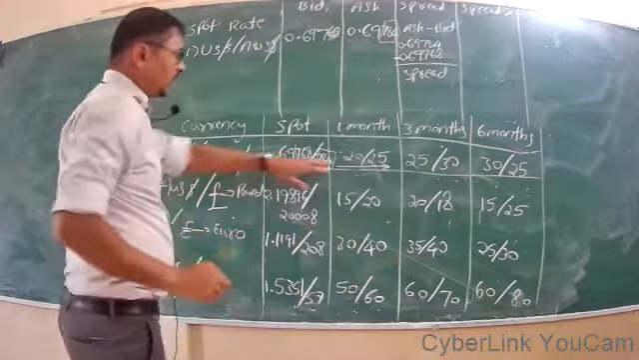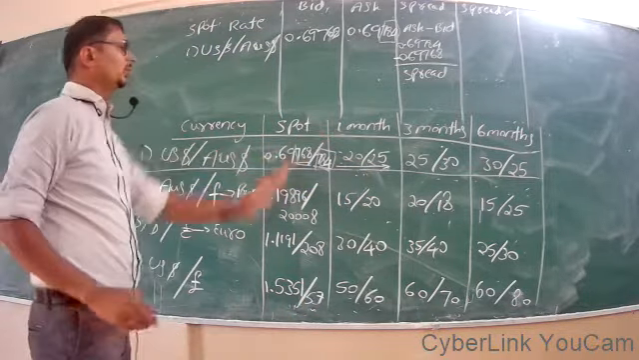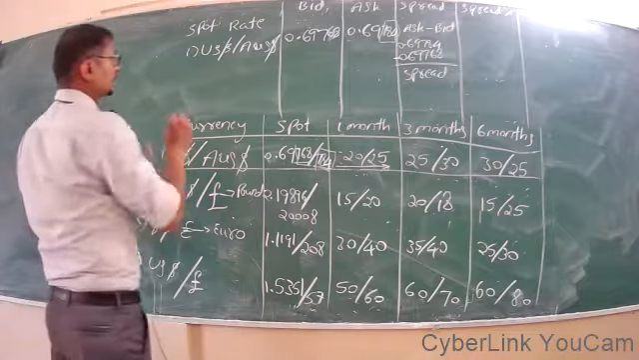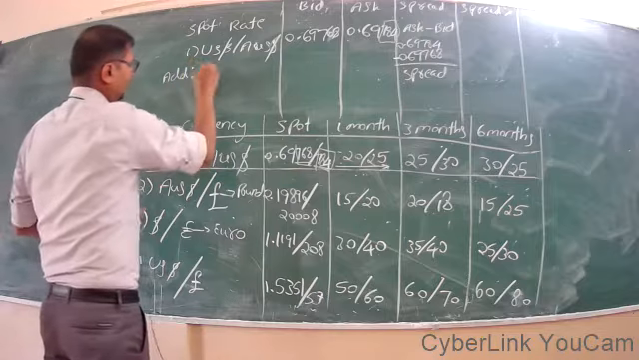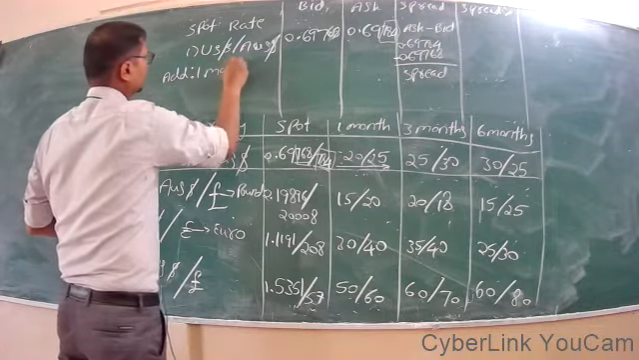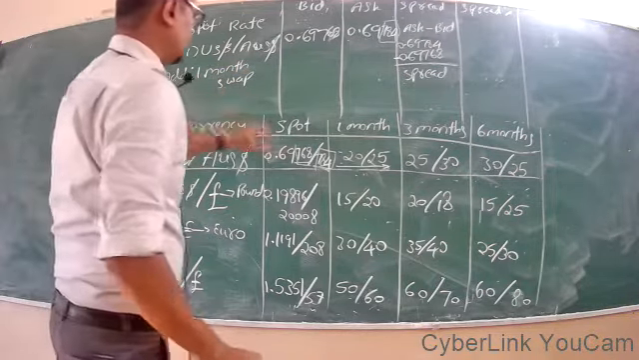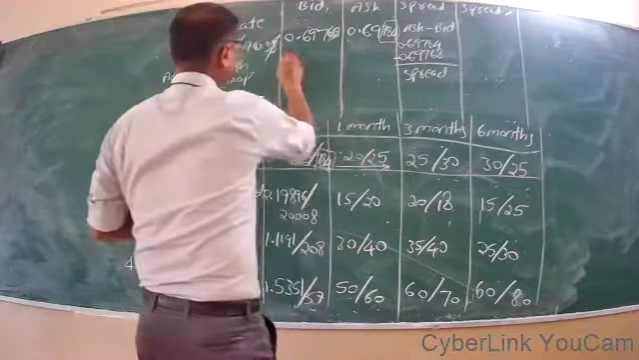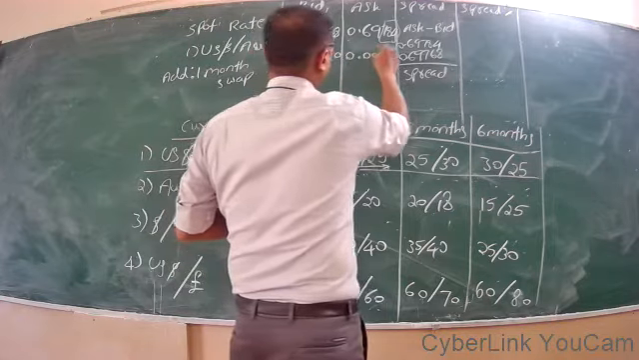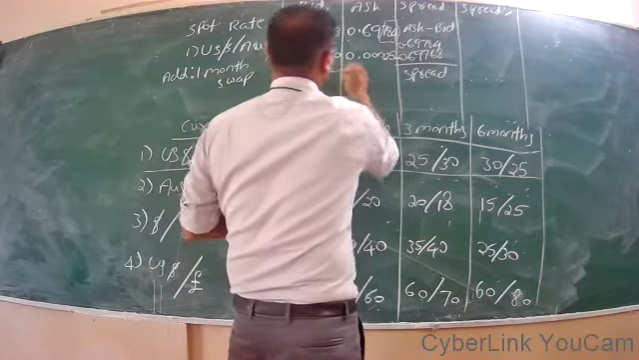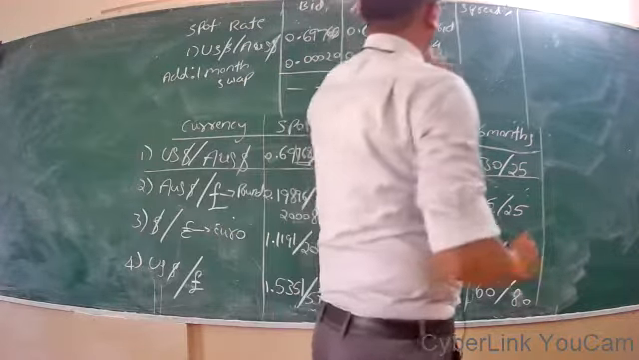Since the 1 month swap is in increasing order while reading from left to right, that is 20 oblique 25, you have to add the same to the spot rate. Add the 1 month swap point, or outright point or forward point. The 1 month swap is 20 oblique 25, that is 0.0020 oblique 0.00025. You have to add these two. This is the spread, ask minus bid.